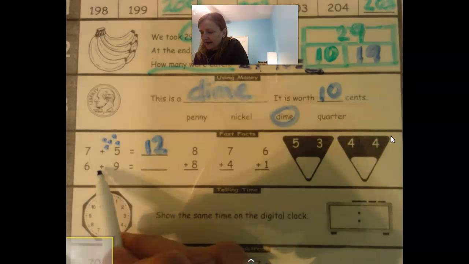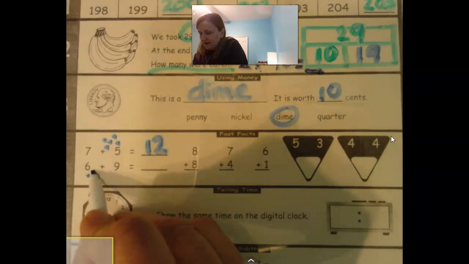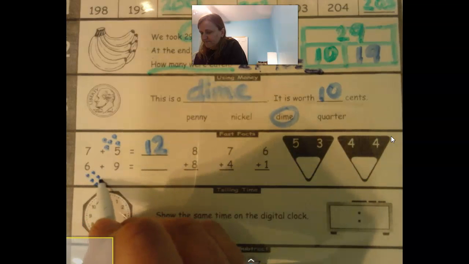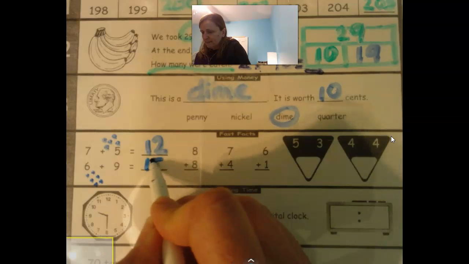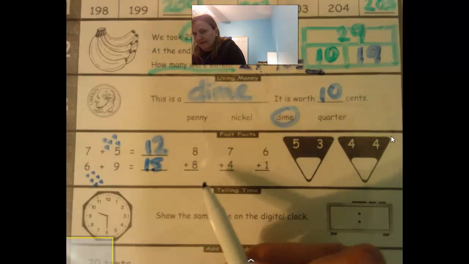6 plus 9, 6 plus 9. Well, I could put 9 in my head. 9, 10, 11, 12, 13, 14, 15 is 15. There's a couple other strategies for that one. We'll talk a little bit more about that soon.